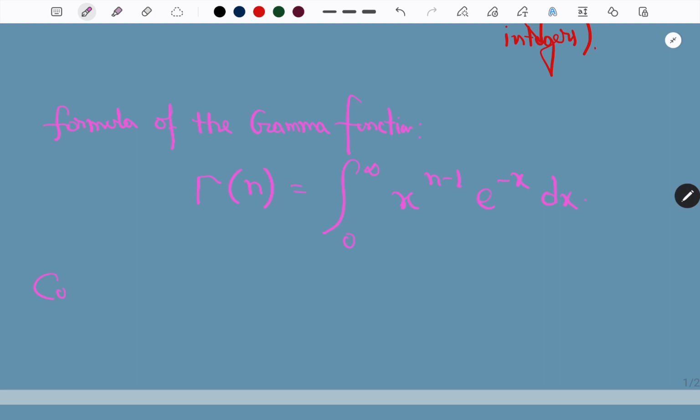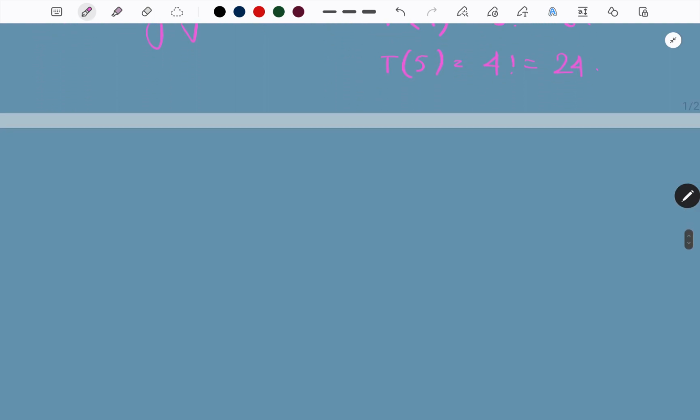Now, how to calculate gamma values? Calculating gamma values is easy. How do we do it? Just remember the definition as well as this way. For example, if somebody asks you gamma of 4, you will say this is 3 factorial, and that is equal to 6. If somebody asks you gamma of 5, you will say it is 4 factorial, and that is equal to 24.